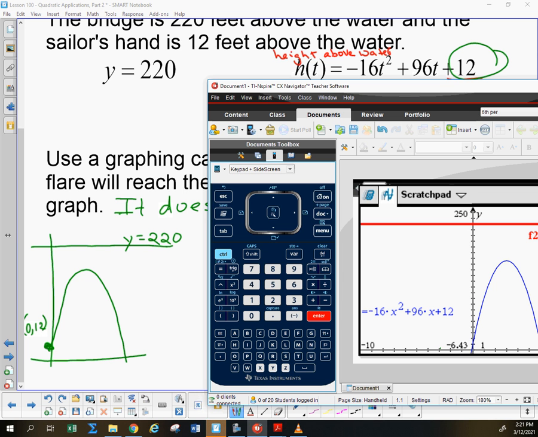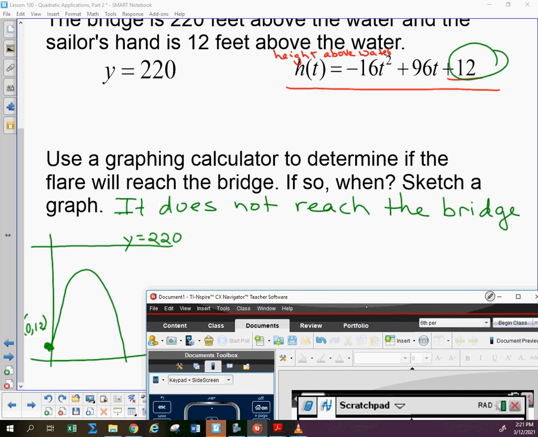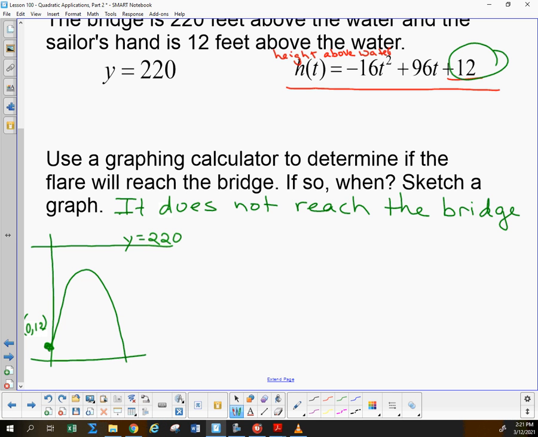This one did not ask us to find anything else. We could have found, well, how high does it reach? We could have found its max. We could have found the time when it hits the water, but it did not ask us to find either of those.